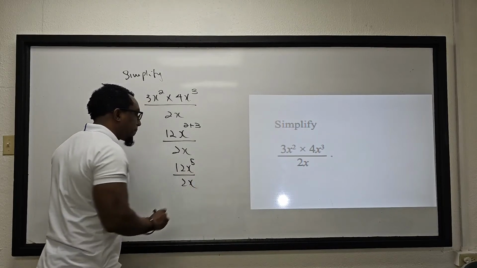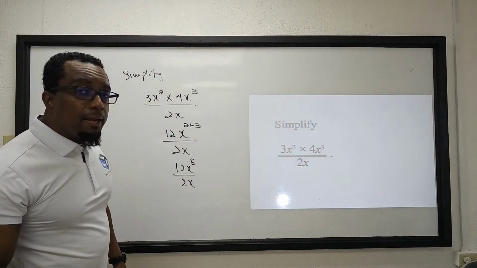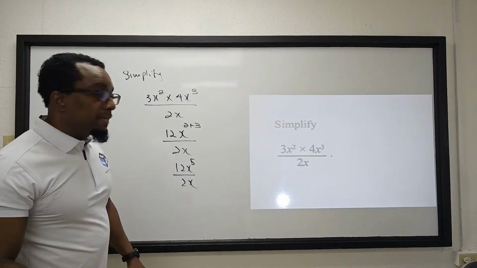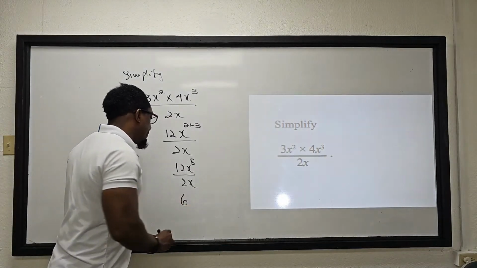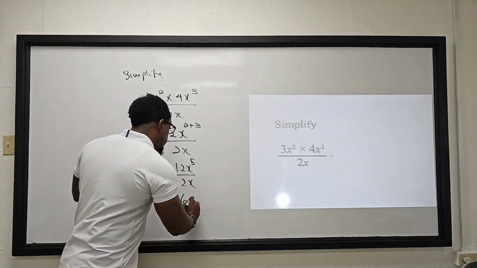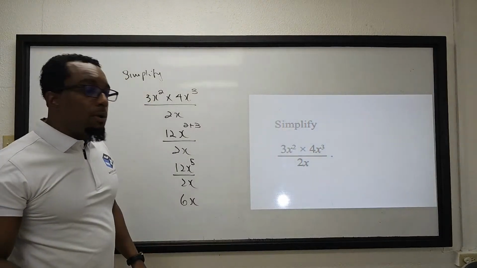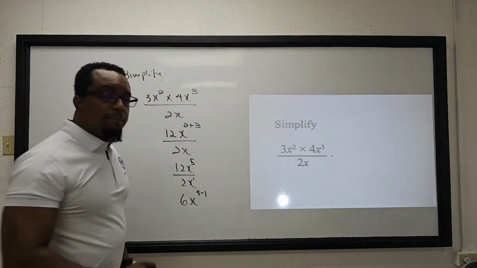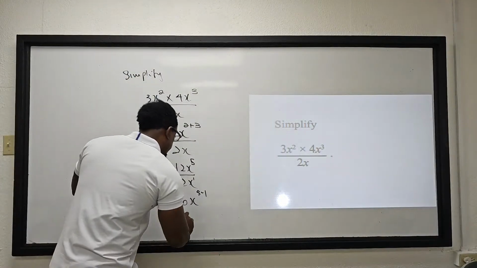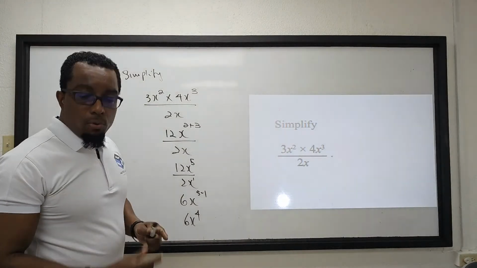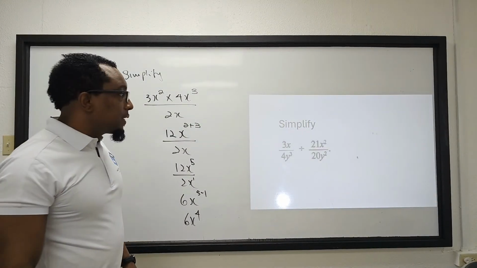over 2x. And when we're dividing, applying the law of division of indices, 12 divided by 2 will give us 6. And x to the power of 5 divided by x to the power of 1 will give x. And we subtract our powers. 5 subtract 1, 1 is understood, will give us 6x to the power of 4. Applying our laws of indices. So let's look at another.